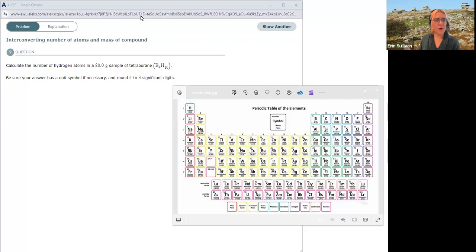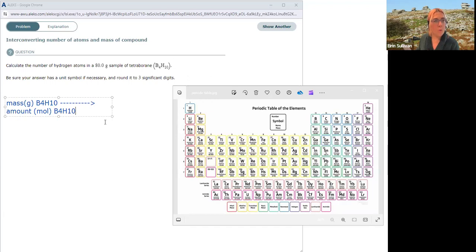So to interconvert between the number of atoms and the mass of compound, you are going to be doing 2 unit conversions. And like we've done in class for any other multiple step unit conversions, I really strongly recommend you just do this all on one line. So let's make a plan, right? We start with the mass in grams of tetraborane or B4H10. And then from the mass in grams, we can get to the amount in moles of B4H10.